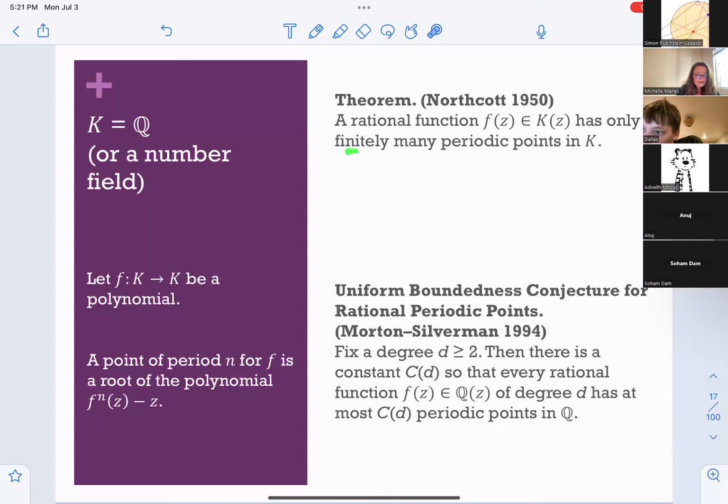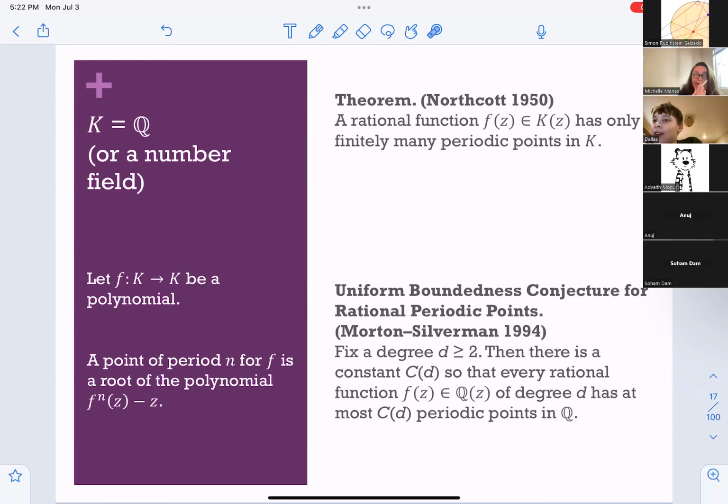Now, the thing to be careful of is finitely many can still be really big, right? There are big giant numbers that are still finite. But it does mean that for every single polynomial in the world over the rational numbers, there's only finitely many sort of cycle lengths, and then you're done. And there's this very hard conjecture.